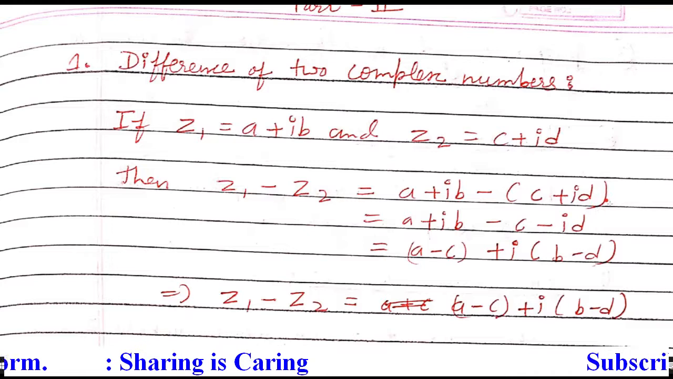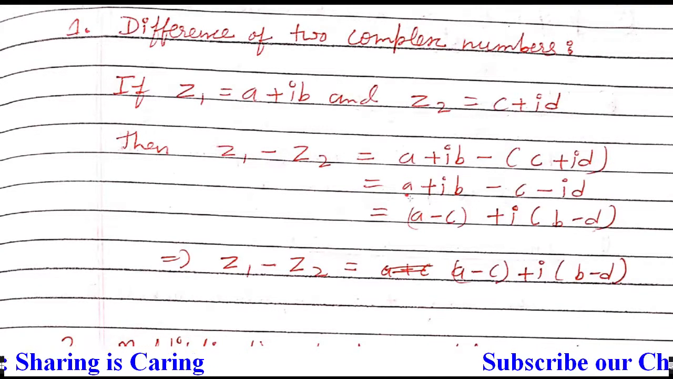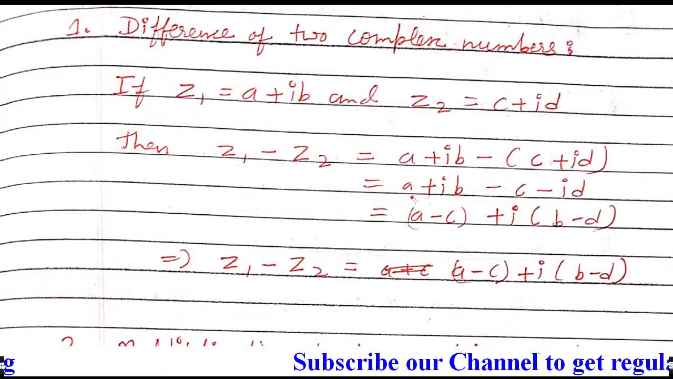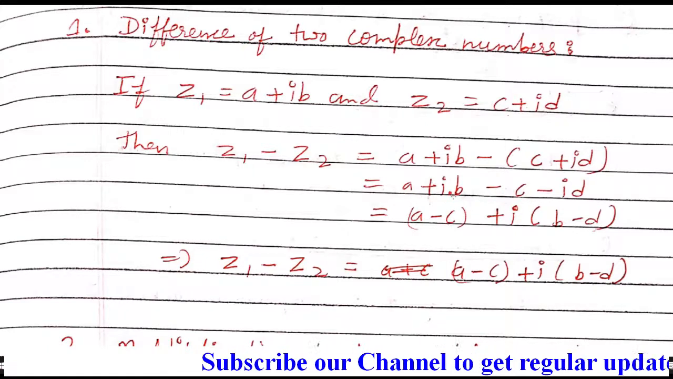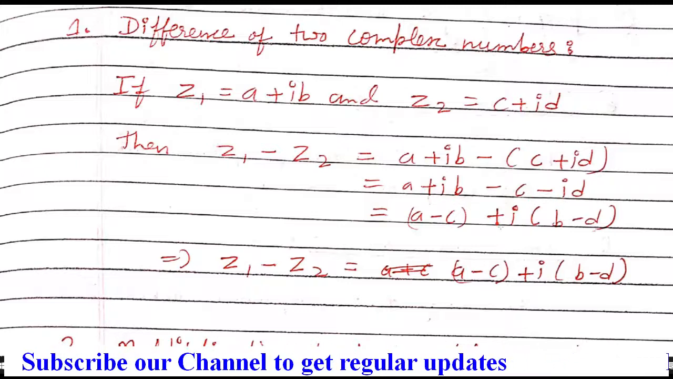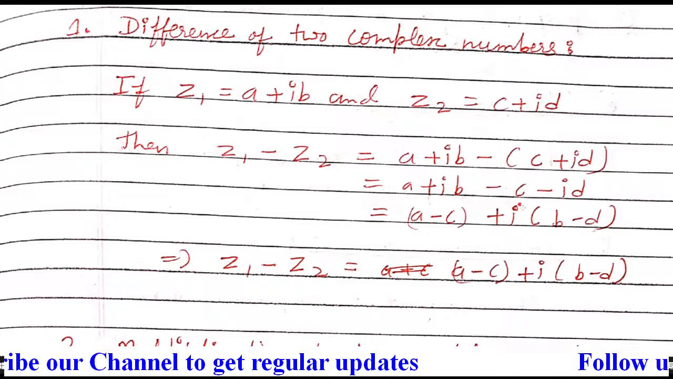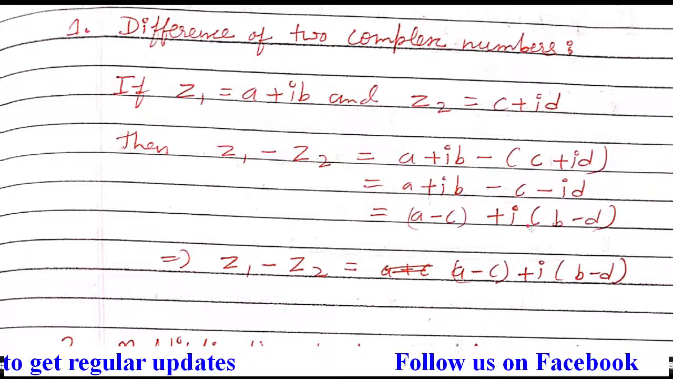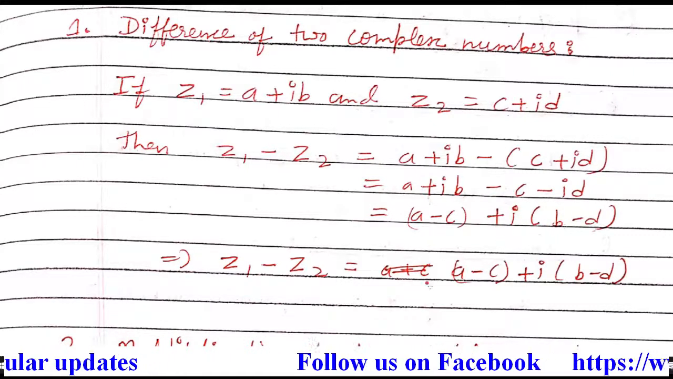After changing the sign, take the real part with the real part. Real part means the terms which do not have iota. So A and C do not have iota, so write them together. And from iota B and iota D, just take iota common. So in the bracket you are left with B minus D. This expression is named the difference of two complex numbers.